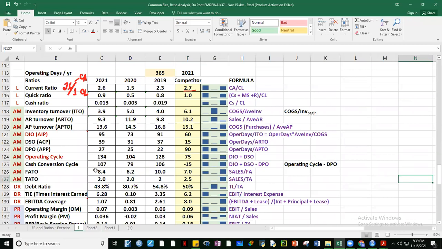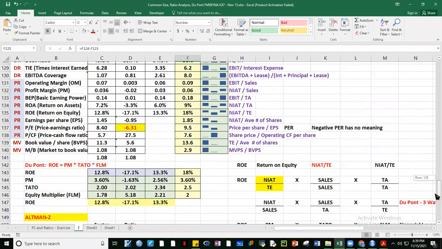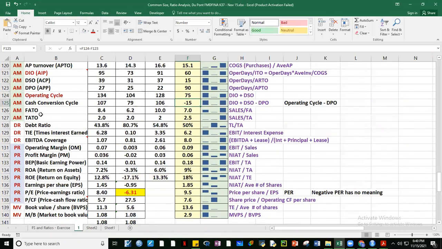No? Okay, so sabi natin, ito swamp tayo ng 107 days. Ito yung number of days na ipa-finance natin, yung payables natin. No? Tapos ito, negative 15, ang layo natin dun sa direct competitor natin. Okay, then we go to FATO and TATO. So this just measures magkanong sales ang nag-generate sa bawat piso ng fixed assets at saka magkanong sales ang nag-generate sa bawat piso ng total assets.